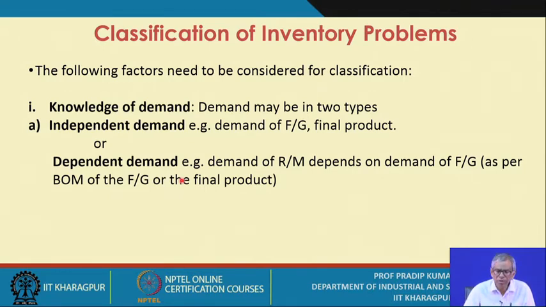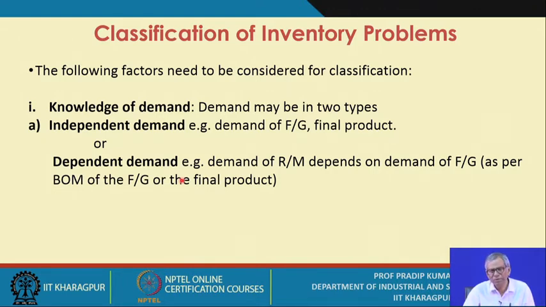The demand may be of two types. The first one we call independent demand, like the demand for finished goods. This demand depends on the market conditions. The market asks for a particular finished good or final product. It doesn't bother about the materials, it doesn't bother about the demand for WIP, or MRO items. So this is referred to as the independent demand. Is it okay?